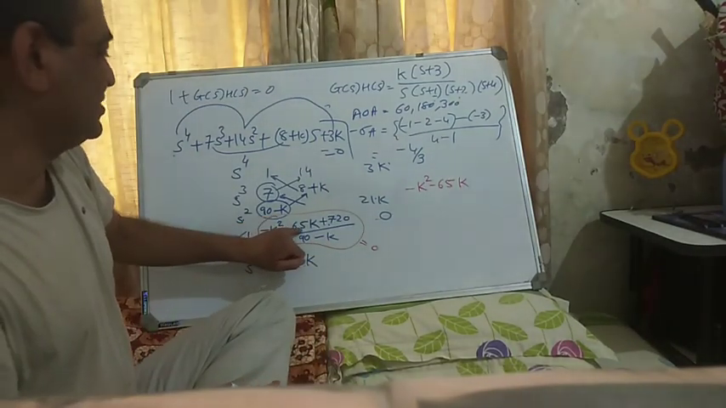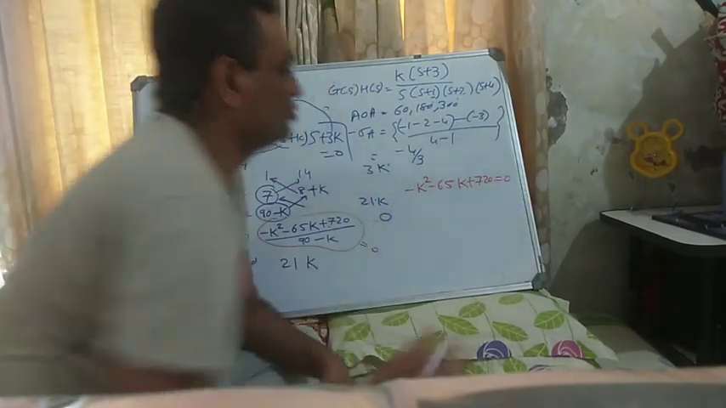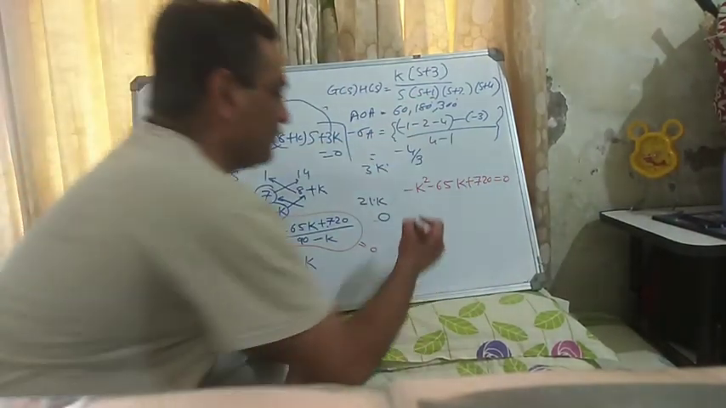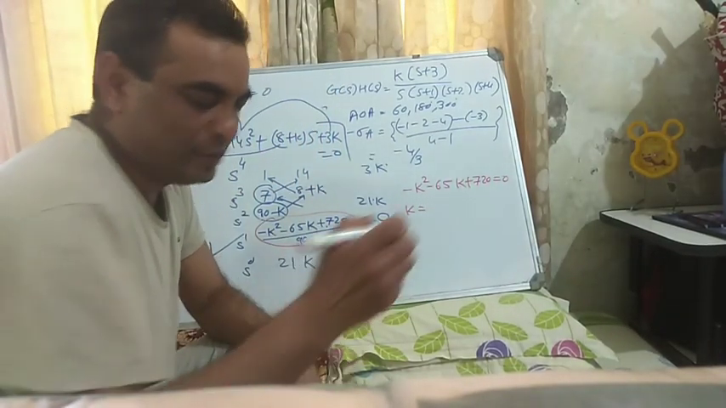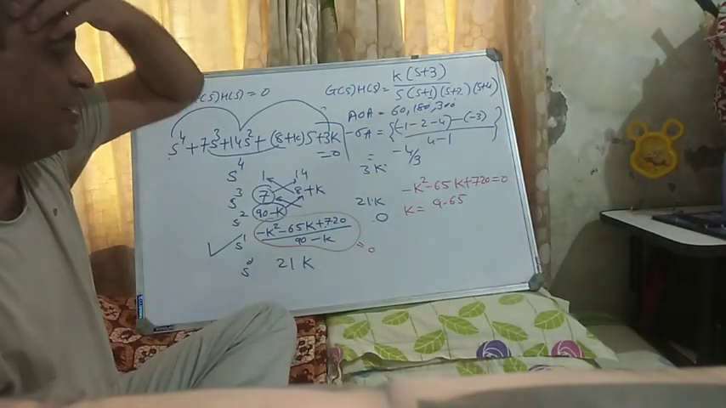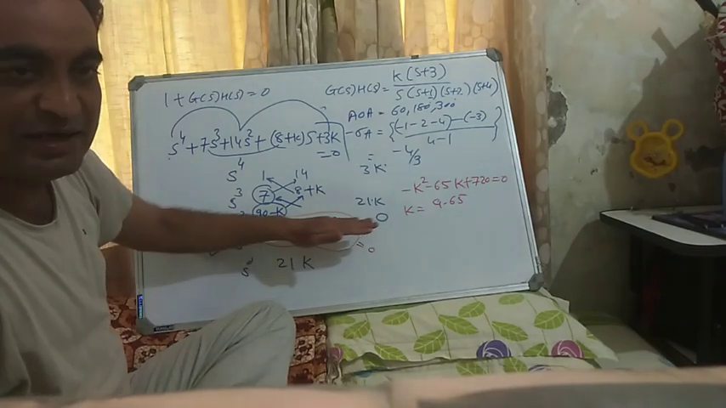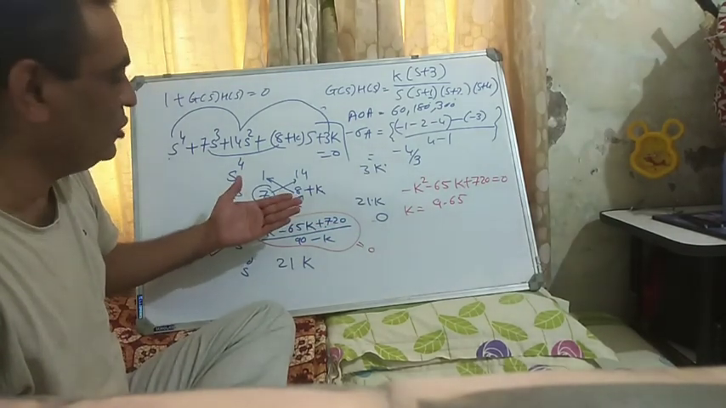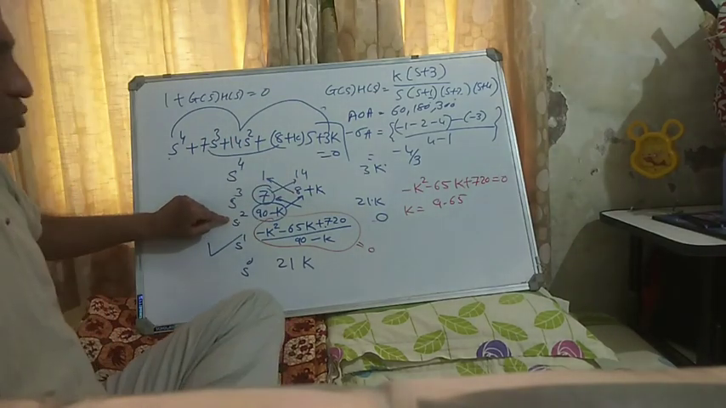minus k square minus 65k plus 720 is equal to 0. So you can solve this to get the value of k, and here the k is 9.65. If this is the k, 9.65, the entire row is 0, and you can find the auxiliary polynomial from the above row, that is from the s raised to 2 row.